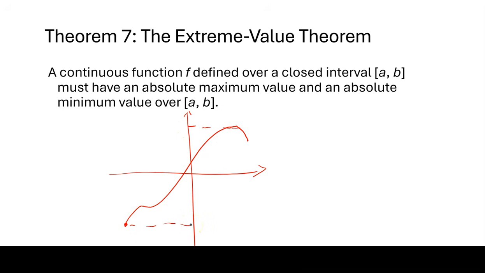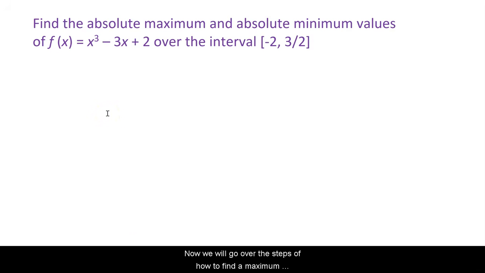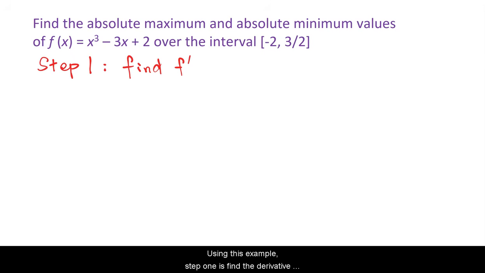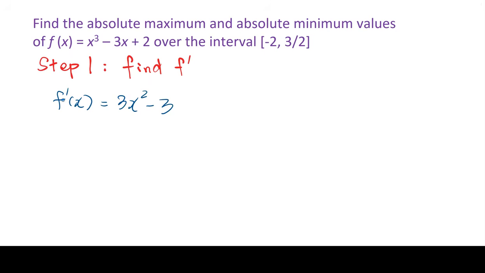Now we will go over the steps of how to find the absolute maximum and absolute minimum values using this example. Step 1 is find the derivative of f. So f prime of x here equals 3x squared minus 3.